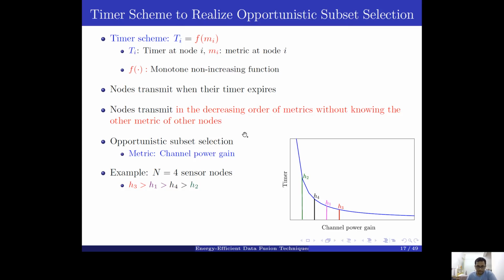For example, in opportunistic subset selection, the metric is the channel power gain. If you have a network with 4 sensor nodes with the channel power gains of the nodes following this ordering, you will see that the timer for node 3 expires first, followed by node 1, node 4, and node 2. Thus, the timer-based scheme ensures that the nodes can transmit in the decreasing order of their channel power gains without knowing the channel power gain of any other node.